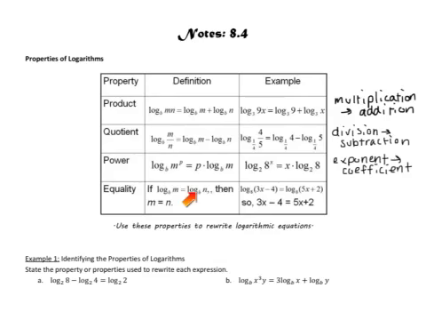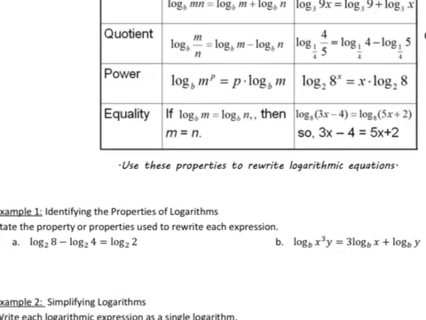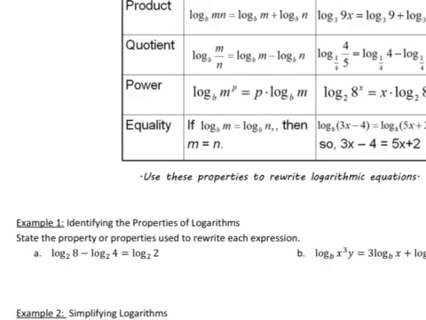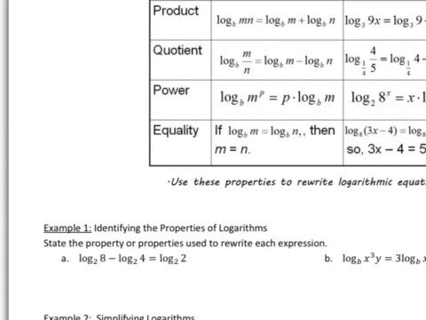All right, so we use these to manipulate logs to make them look like what's easiest for us. In the first examples, the problem has already been done. They have rewritten it. We're just identifying which properties they used. So for A, how did they get from here to here? What do you notice? It goes from subtraction and then ended up with 2. So what did they use?